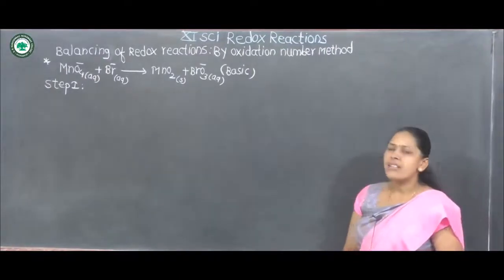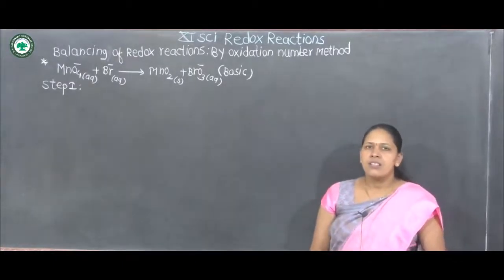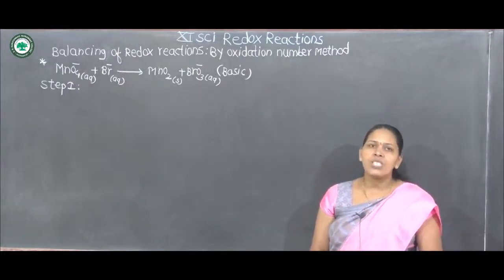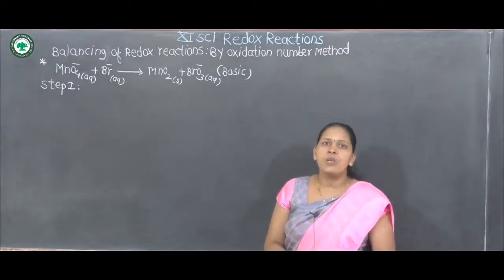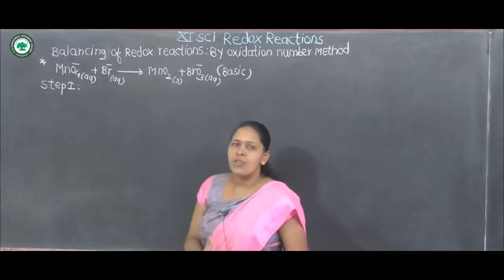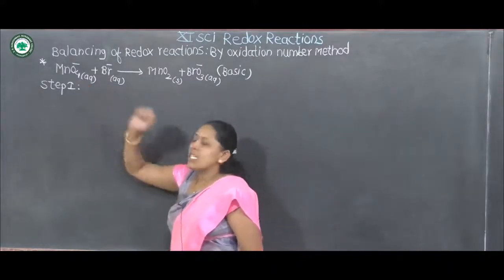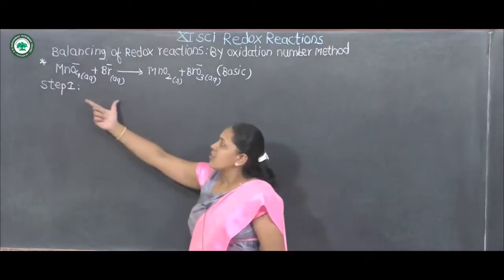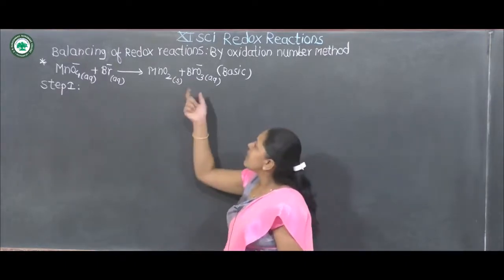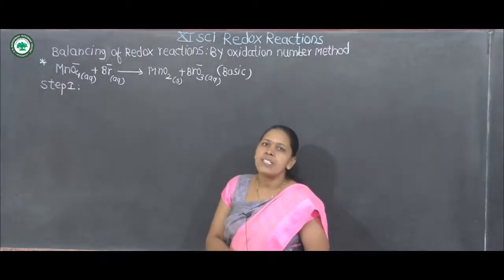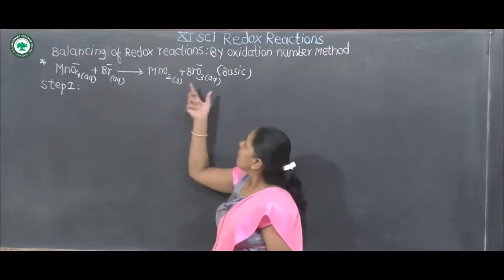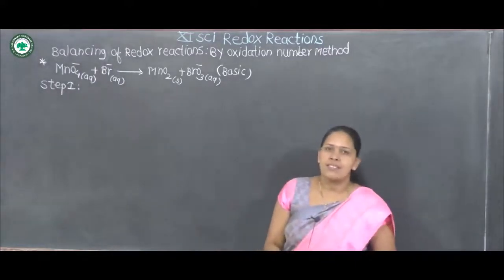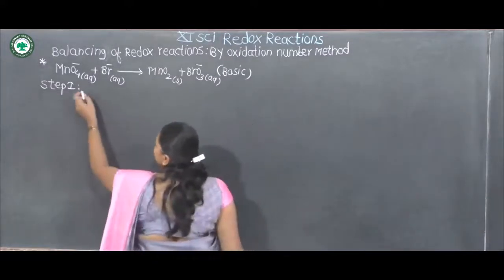Step first is to balance atoms except hydrogen and oxygen in the unbalanced chemical equation. This is the unbalanced chemical equation. In this equation, except hydrogen and oxygen, which atoms are present? One is manganese. On the left hand side, one manganese is present. On the right hand side, also one manganese is present. Therefore, manganese is balanced. Then bromine, one bromine, one bromine. Bromine is also balanced. That is step first.